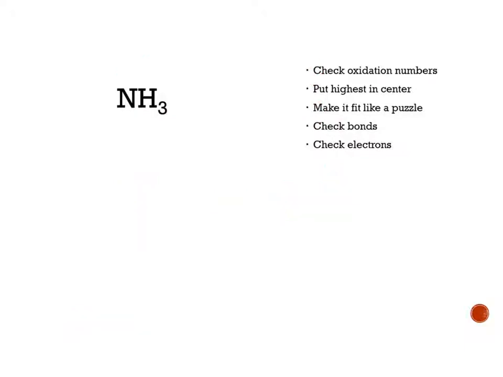The next one is NH3. Oxidation number for nitrogen is going to be 3. Oxidation number for hydrogen is 1. So which one goes in the middle? Nitrogen goes in the middle. Okay. Then we're going to put the hydrogens all around it. And so I'll just draw in my hydrogens around the nitrogen.